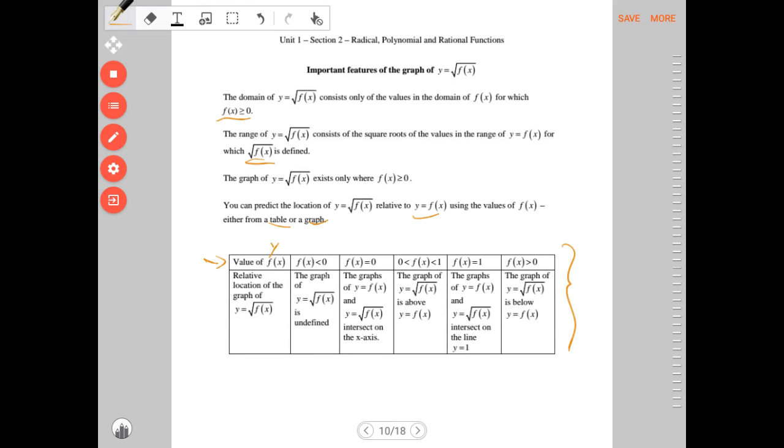Now for when f of x equals 0, so when the y coordinates are 0, the square root of 0 is 0, so those are intersection points of the two graphs. When the original graph has y values between 0 and 1, the square root graph is higher, or above the original graph. At y equals 1, the two graphs intersect again, and when f of x is bigger than 1, then root f of x is smaller for the rest.